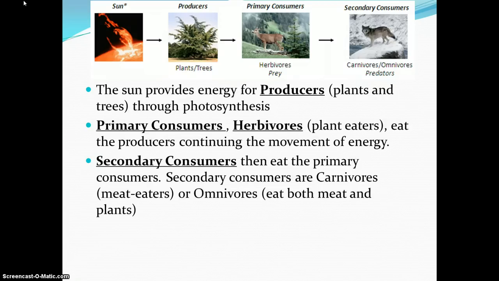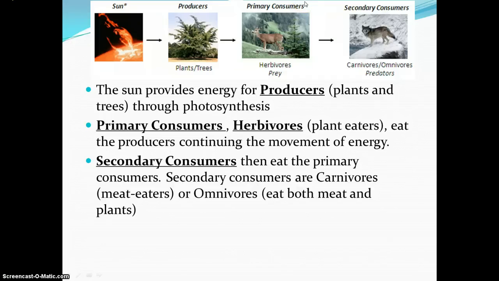Then herbivores, or our primary consumers. They're the primary consumers because they're the first level that actually starts consuming energy through eating. And so they're going to eat the plants and trees. So they're the third step here, the primary consumers.